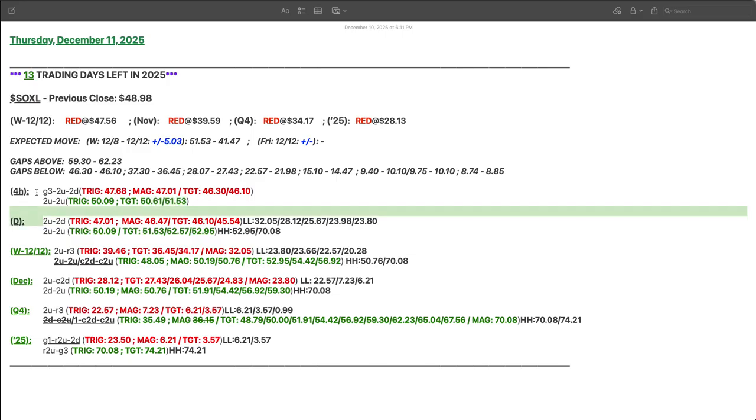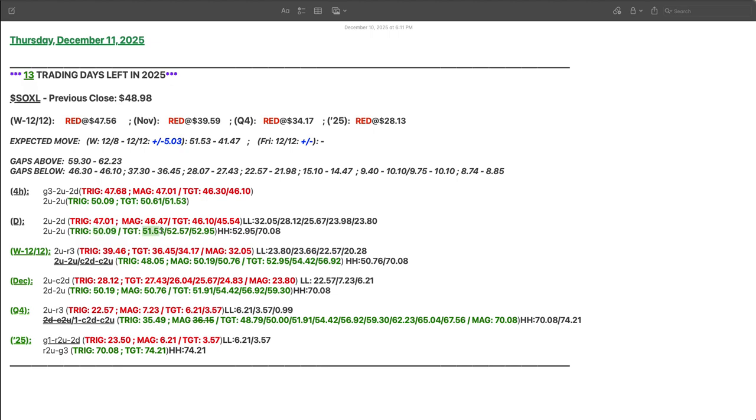Now again, if we go to the downside, if we triggered that 3-2 up, 2 down, and we reach that magnitude of 4701, that would trigger a 2 up, 2 down. At 4701 would be the trigger, the magnitude being 4647, and then we have extended targets here of 4610, which is that gap close that we talked about earlier, and then 4554. To the upside, it would just give us another 2 up continuation, triggering at 5009.